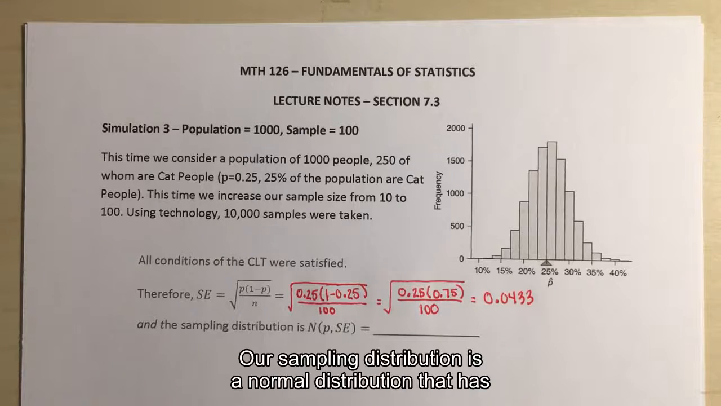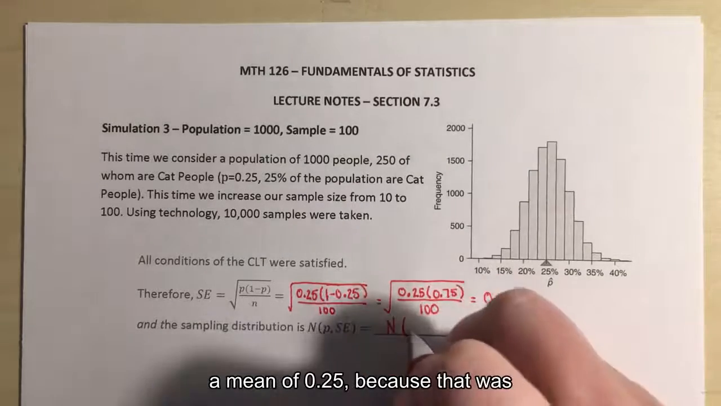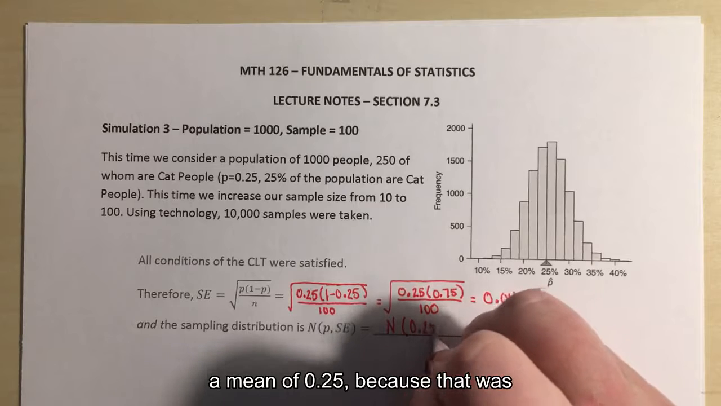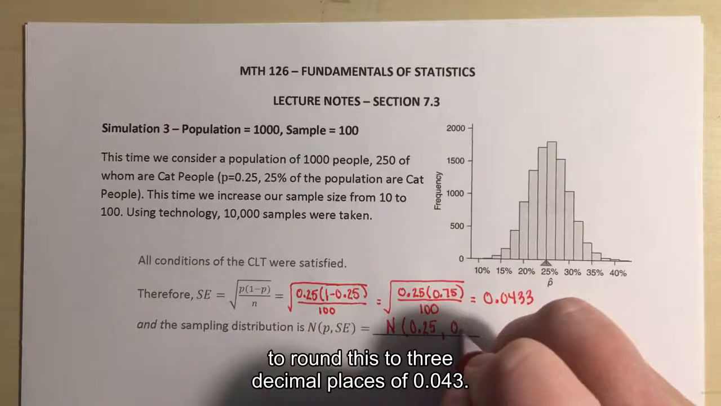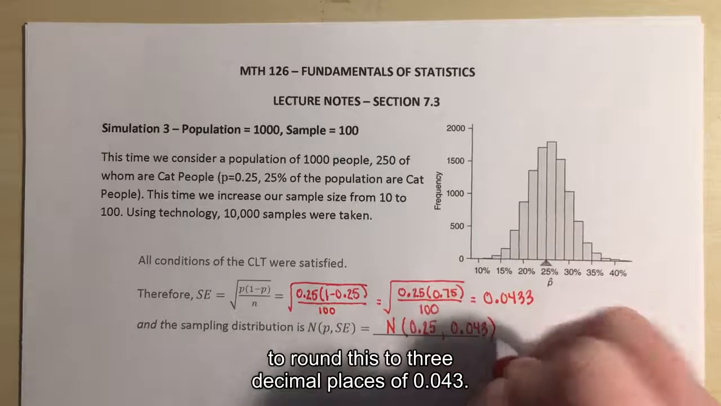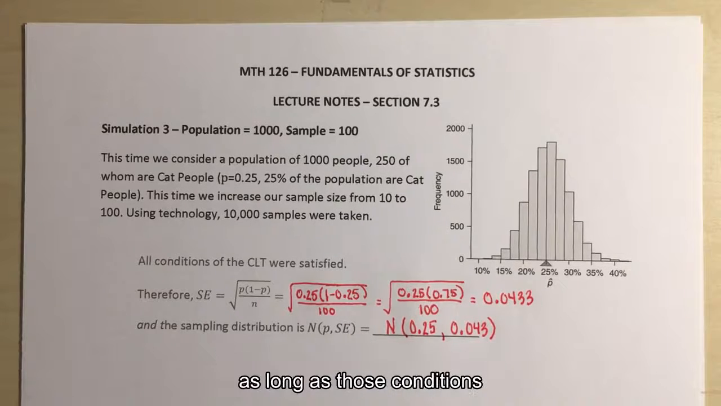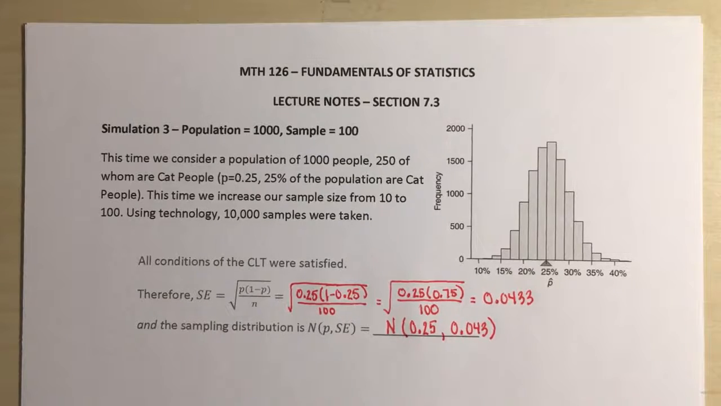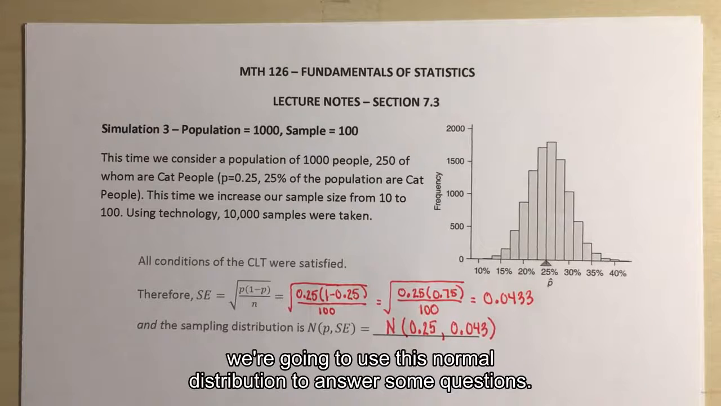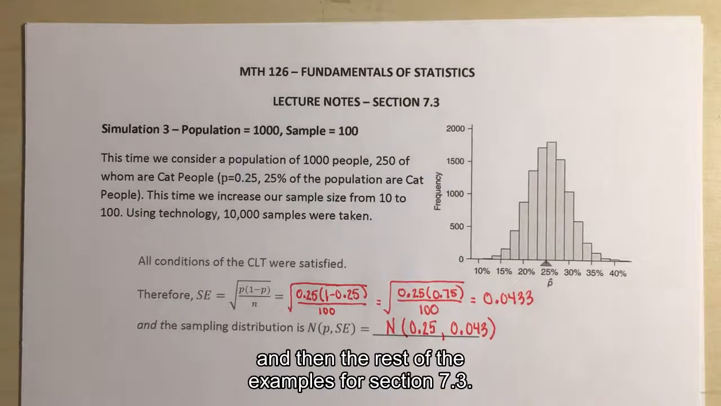So our sampling distribution is a normal distribution that has a mean of 0.25, because that was our population proportion, and a standard error, rounded to 3 decimal places, of 0.043. Our central limit theorem says certain conditions need to be met, and as long as they are met, we have something close to a normal distribution. From here, we're going to use this normal distribution to answer some questions. That's what we're going to look at in the next video, and then the rest of the examples for section 7.3.